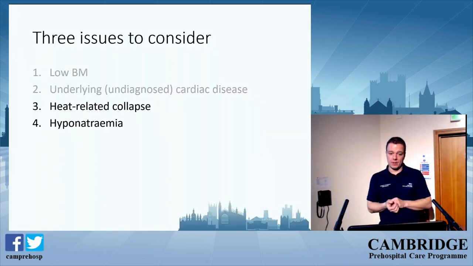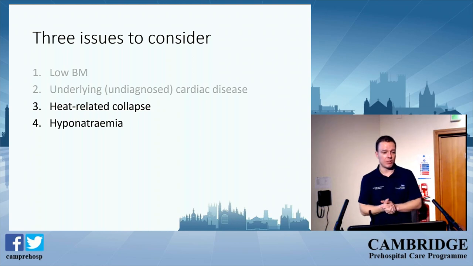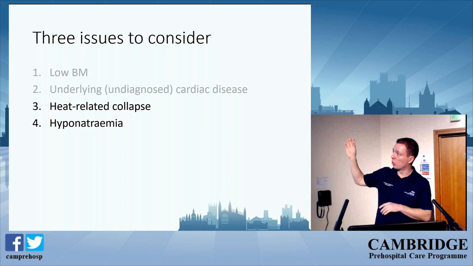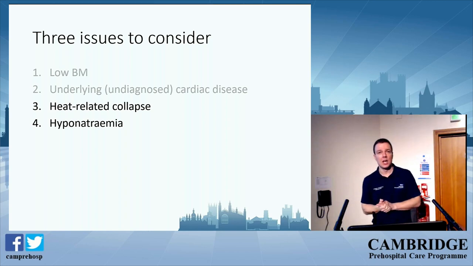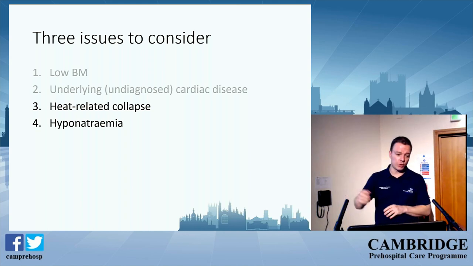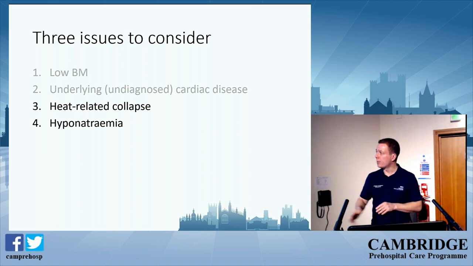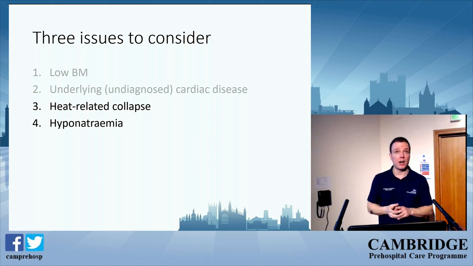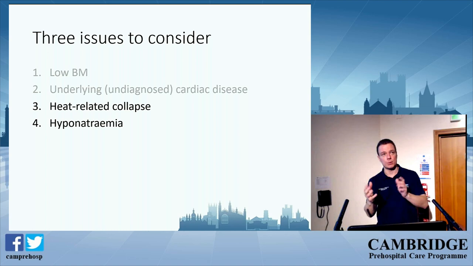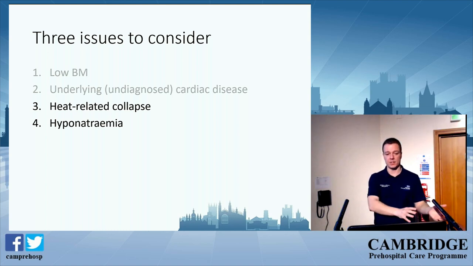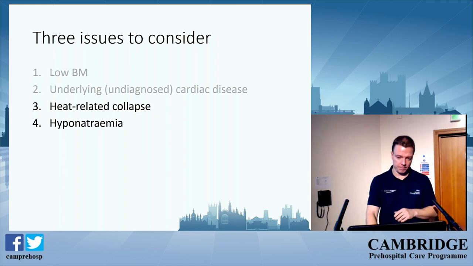So the issues to consider are essentially four issues. I know it says three, but there are four. We're not going to talk about low BM or underlying undiagnosed cardiac disease, but they are two of the big contributors to this. What I want to focus on in this talk is heat-related collapse, the opposite of the hypothermic patient that we've been talking about, but also this important topic of hyponatremia, and how we can tease out the difference between the runner who has collapsed because of heat exhaustion or heat stroke, and the runner who has collapsed because of a profound hyponatremia. They're sometimes quite tricky to tell apart.